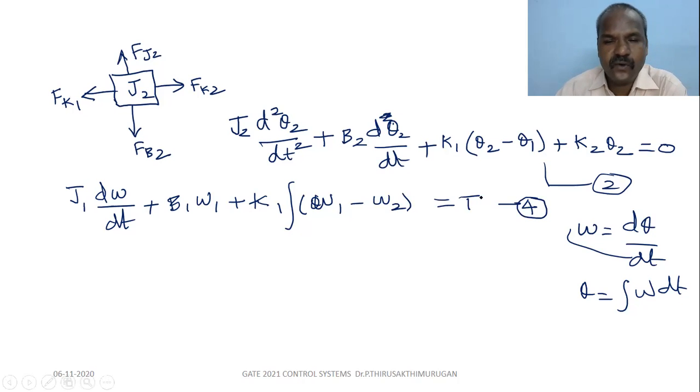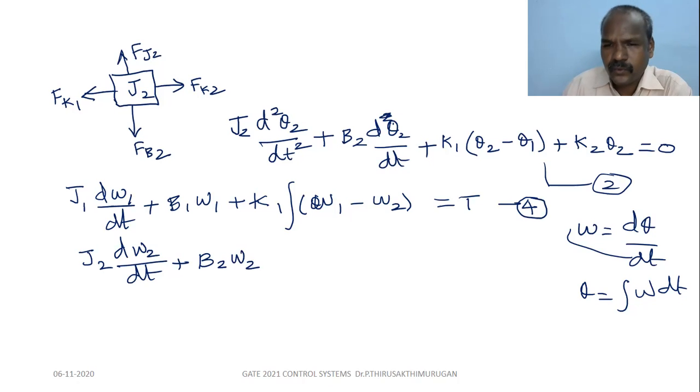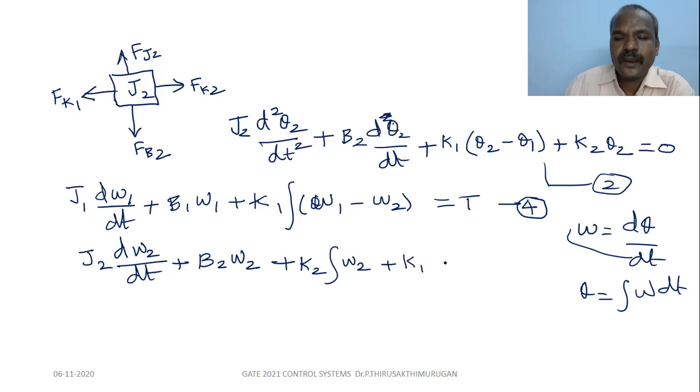Similarly, you write the expression for this system. Okay, so equation number 2: J2 d omega 2 divided by dt plus B2 omega 2 plus, similar to this, K2 integral of omega 2 plus K1 integral of omega 2 minus omega 1.